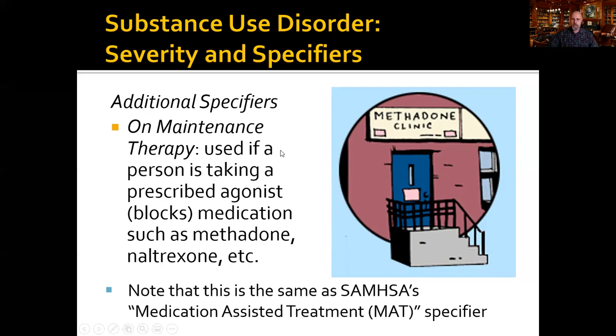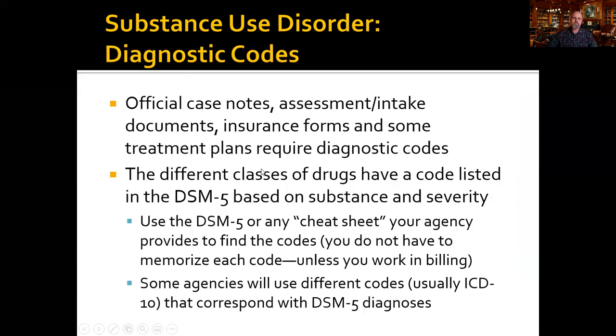Now note that SAMHSA, the U.S. Substance Abuse Mental Health Services Administration, came out with their own specifier that they refer to as medication-assisted treatment. And ASAM, the American Society for Addiction Medicine, has adopted MAT, or medication-assisted treatment, as a specifier. That is the same thing as on maintenance therapy. DSM-5 calls it on maintenance therapy. SAMHSA, ASAM call it medication-assisted treatment. You use whatever your agency uses, and as long as the funder is fine with that, then you'll be good.